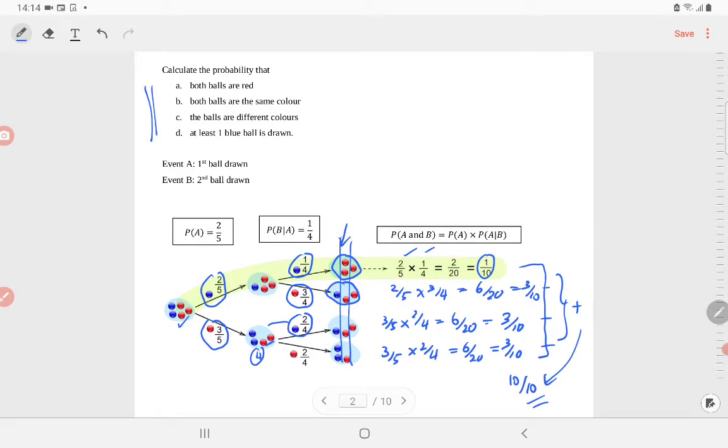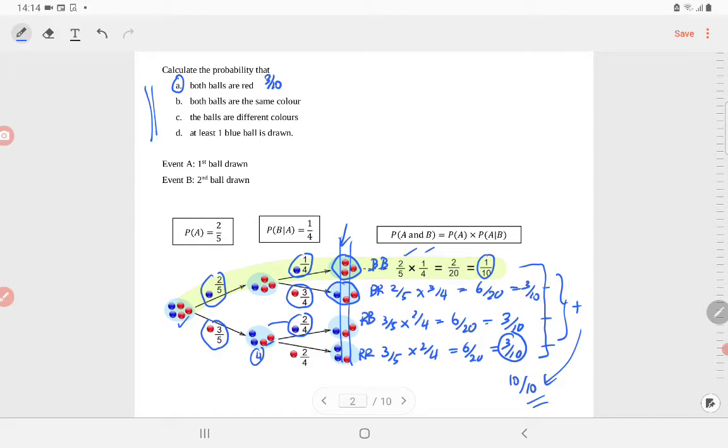So what's the probability that both balls are red? If we look at our diagram, we should actually label it, shouldn't we? So this is going to be blue, blue. This is blue, red. This is red, blue. This is red, red. So the probability that both balls are red is the last one, red, red. So that's 3 on 10.